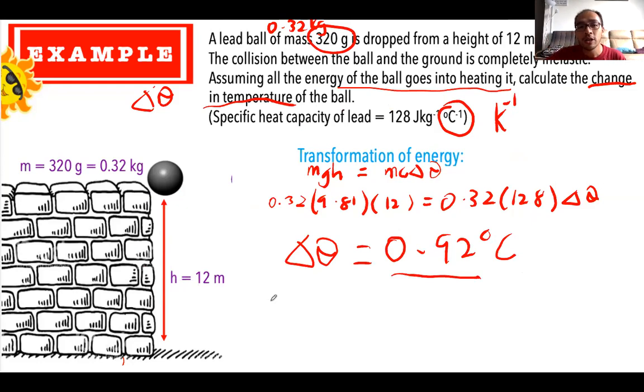The reason why there's an increase in temperature is because the potential energy all the way over here, when it hits the ground, is going to change into heat energy. So this is another example of a calculation that involves the transformation of energy. I hope that in doing these four examples, especially the last two, you realize that energy is transferred from one form to another. So don't separate it out.